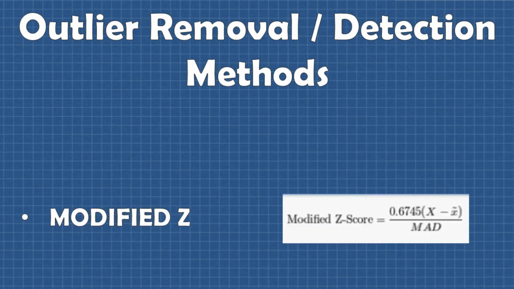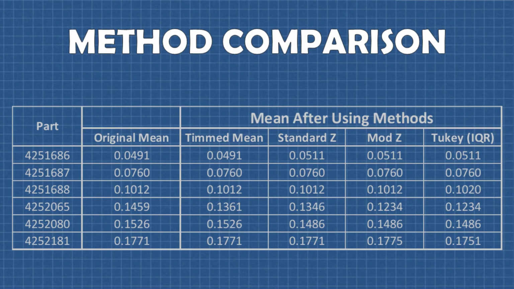Last is the modified z-score, which is very robust because it uses median values to calculate a modified z-score value. For that, we use a formula where we need to find the MAD, or median absolute deviation. Now, it's pretty hard to explain this one visually, but I'll try to explain it more when we get into Excel. Just for comparison, let's look at an example.